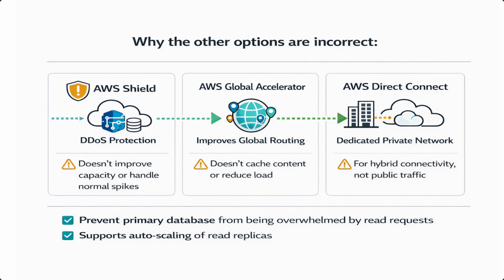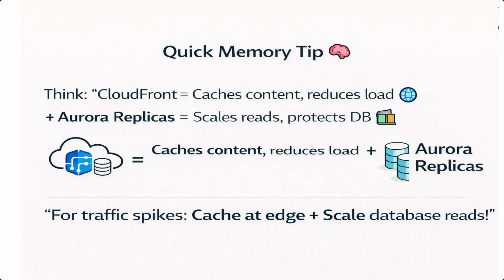AWS Direct Connect is a dedicated private network connection between on premises data centers and AWS. It's for hybrid architecture connectivity, not for handling public internet traffic spikes to a social media application. Quick memory tip: think CloudFront caches content, reduces load, plus Aurora replicas equals scales reads, protects DB. For traffic spikes, cache at edge, scale database reads.